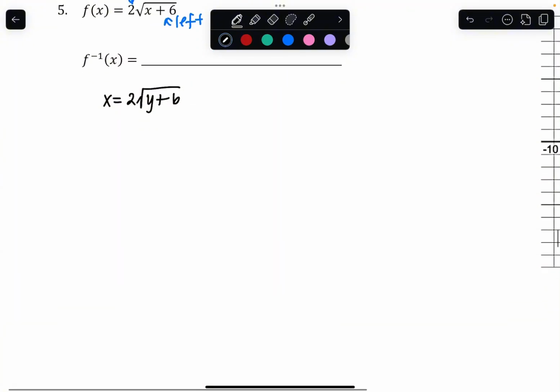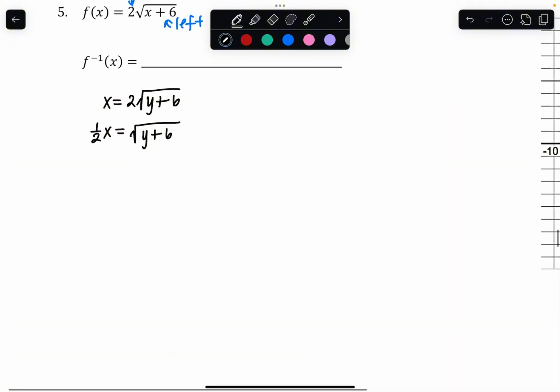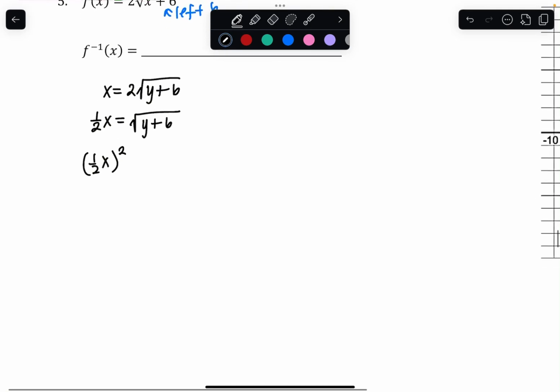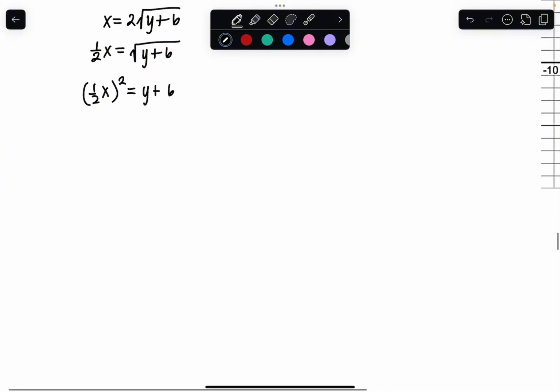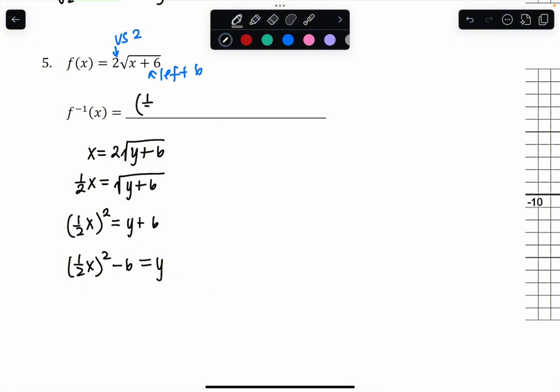So our first step is to get rid of multiplication by 2. And so let's view that as multiplication by 1/2 so that we can keep track of transformations. And then to get rid of a square root, we square both sides. And I wouldn't actually square that 1/2 because we want to really preserve as much of the transformations as possible. And then last step is to subtract 6. Okay, and so our inverse function is 1/2 x squared minus 6.